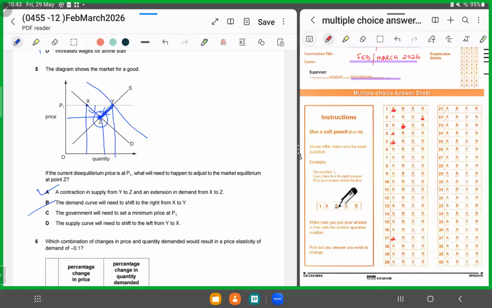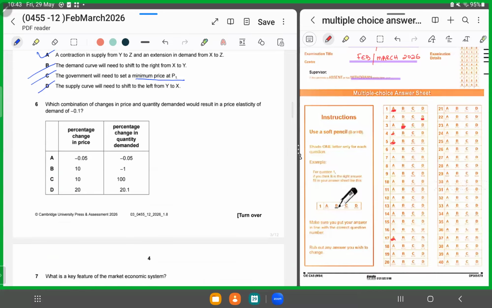The government will need to set a minimum price of P1. If the government sets a minimum price of P1, excess supply would still be there and the price would still be higher. The price will not come back. So it cannot be C. The supply curve will need to shift to the left. If you shift the supply curve, again what happens? The price rises and the quantity reduces. So it's not B, it's not C, it's not D. We did it graphically and we saw it. So the only way to do it is through A. So for 5, we shade in A.